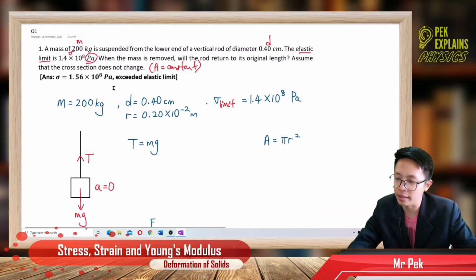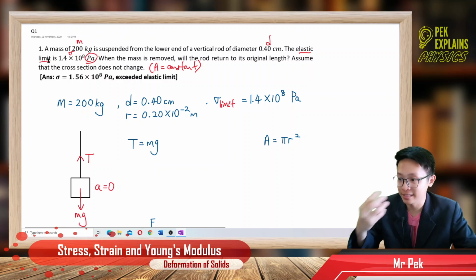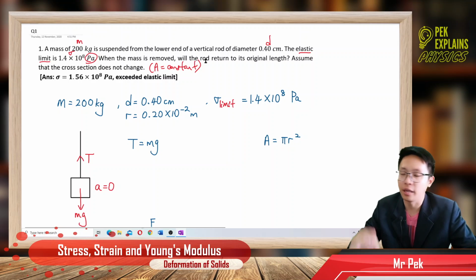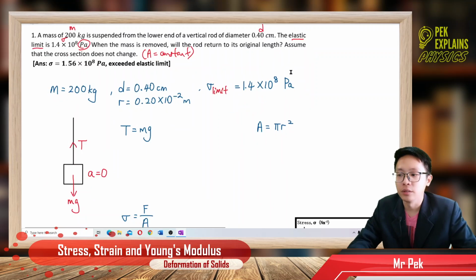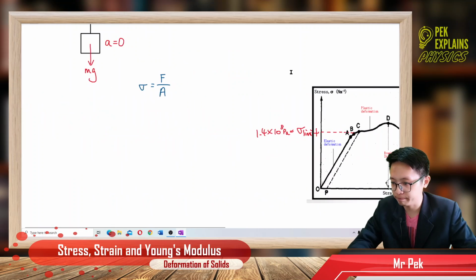So this question is asking that when this mass of 200 kilograms is suspended from the rod, pulling the rod, is the stress applied to the rod more than this elastic limit or less than this elastic limit? That is what we want to investigate. If the stress applied is more than the elastic limit, then the rod cannot return to original length. But if the stress applied is less than this elastic limit, then it only undergoes elastic deformation, and surely it will return to original length. Okay, so let us investigate this one.